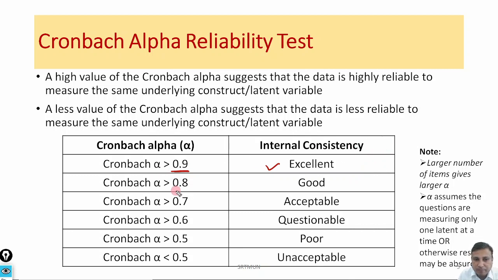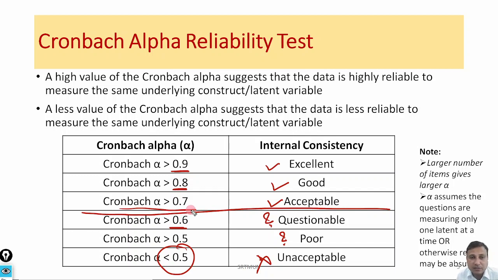If Cronbach alpha is greater than 0.80, it is still a very good reliability. Internal consistency is very high. If it is greater than 0.7, then it is acceptable. But if it is between 0.6 and 0.7, then it is questionable. If it is greater than 0.5 but less than 0.6, then it is considered poor, and if it is less than 0.5, then it is unacceptable.